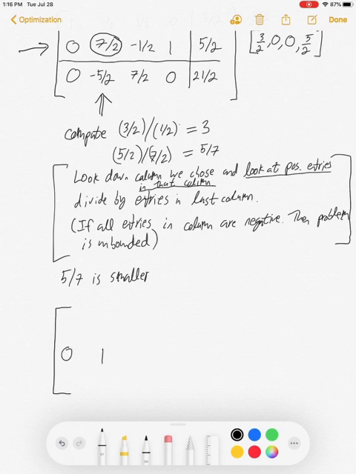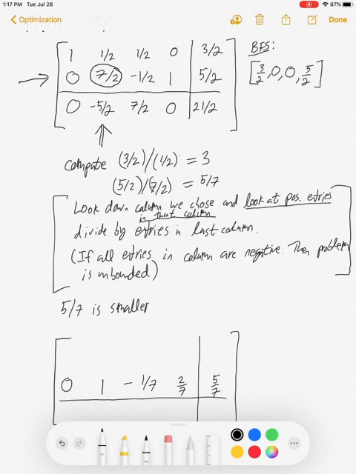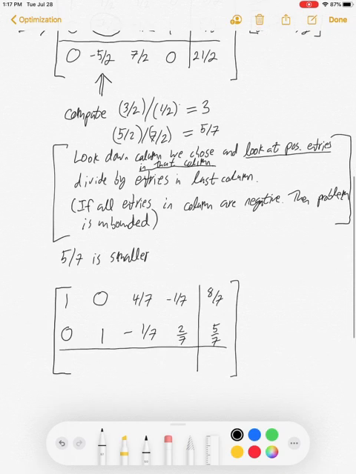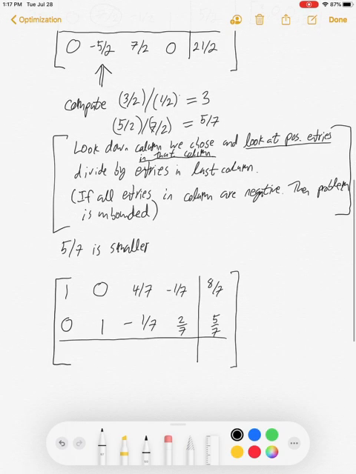So the second row is going to become 0, 1, negative 1 seventh, 2 sevenths, 5 sevenths. And then I want to subtract half of the second row that's now normalized from the first row. If I do that, I get 1, 0, 4 sevenths, negative 1 seventh, and 8 sevenths. And then if I similarly zero out the entry in the bottom row, I get 0, 0, 22 sevenths, 5 sevenths, and I believe 86 sevenths, assuming my notes are correct.